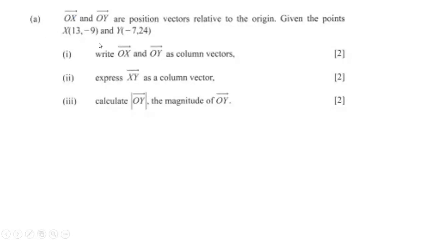We're going to be considering this particular problem, and notice what the problem says. A, it says the vectors OX and OY are position vectors relative to the origin. Now, when they say that these vectors are position vectors relative to the origin, they basically mean that their initial point is at the origin.